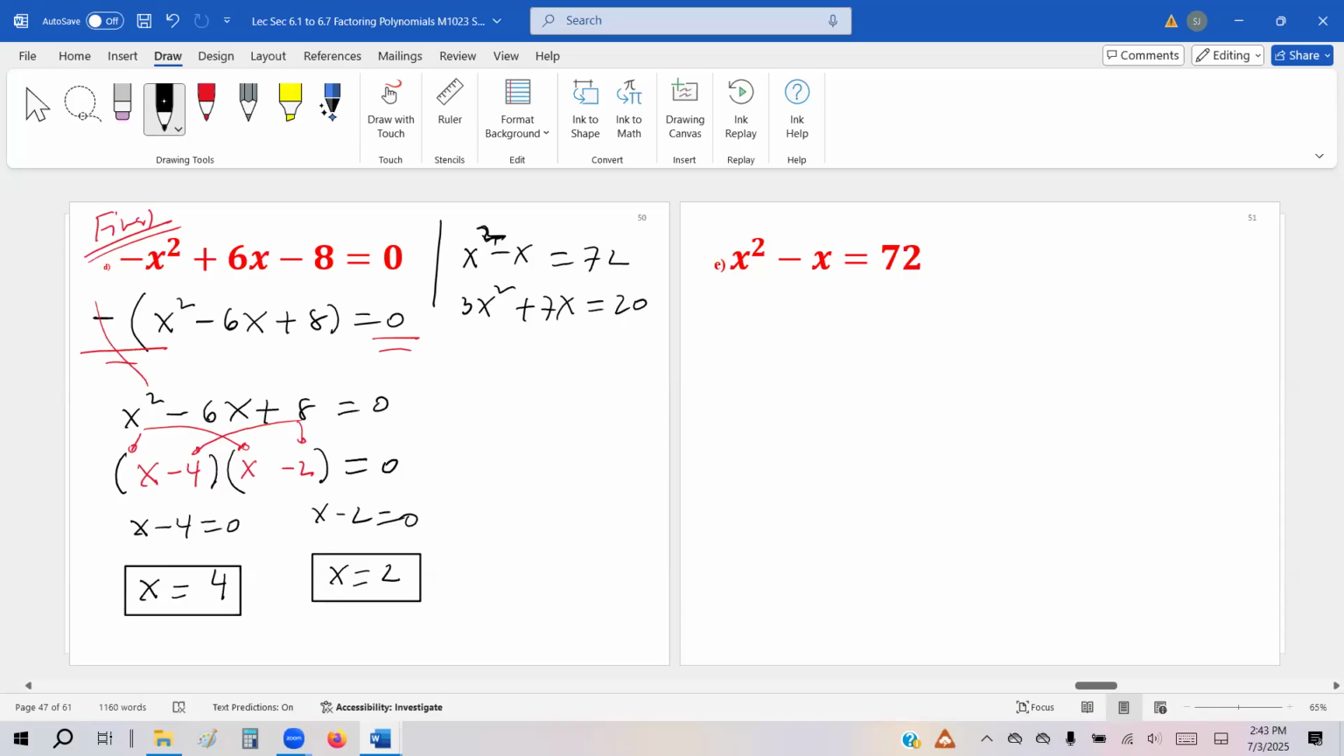8 times 6 is 48. No. Do you have it tucked in the sheet? Pick it out. You have to set it equal to 0. You don't have to solve. You have to have zero on one side. But you have to form AC.